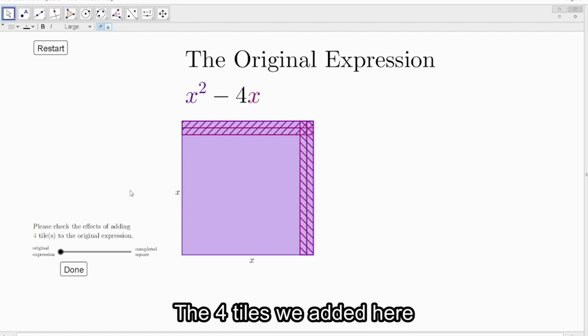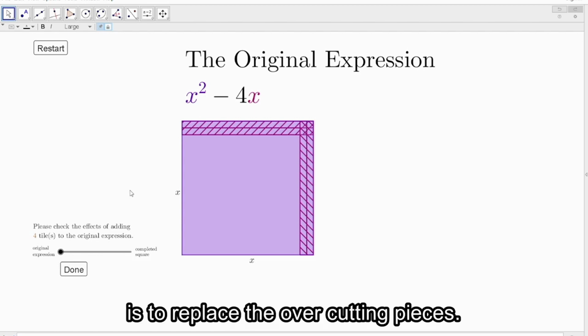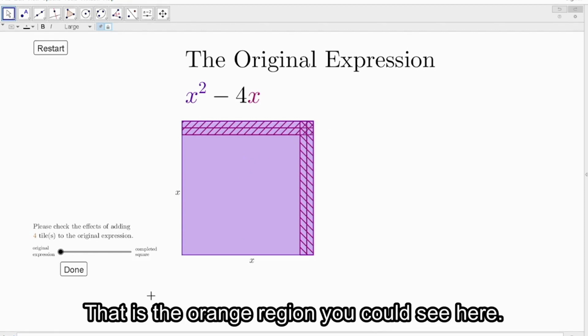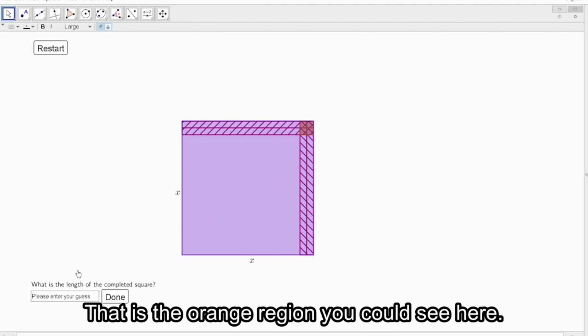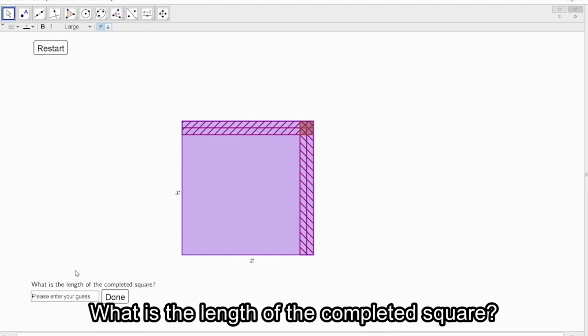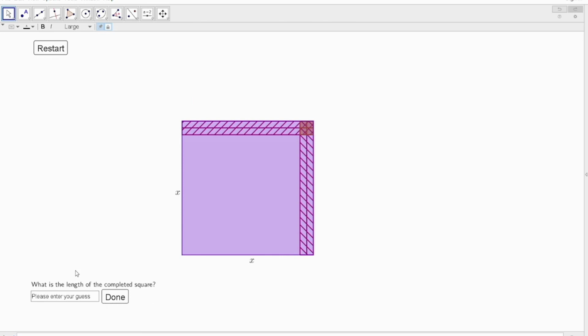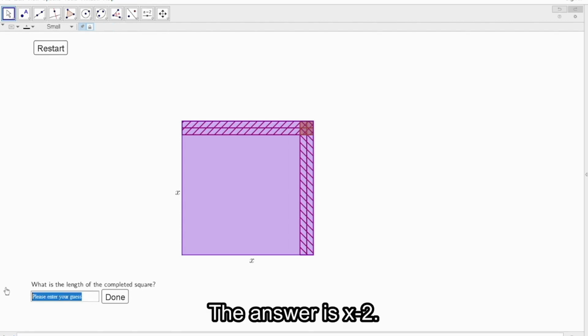The 4 tiles we add here are to replace the overcutting pieces. That is, the orange region you could see here. What is the length of the computed square? Great! The answer is x minus 2.